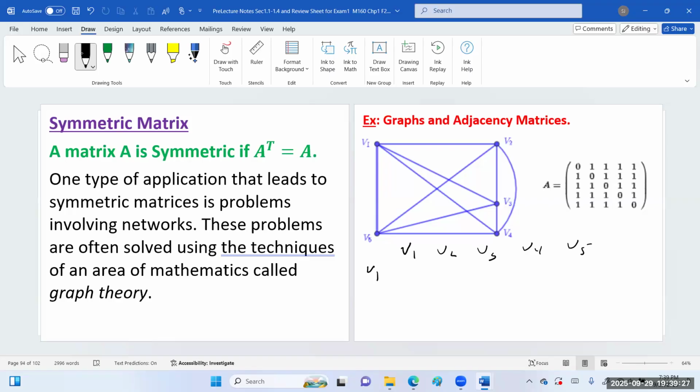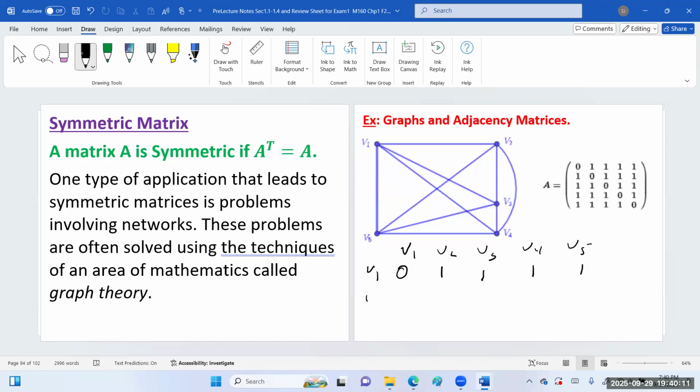From V1, you cannot go to V1 because there is no path from V1 to V1. We indicate that with 0. However, from V1, you can go to V2, 3, 4, and 5, and you can go only one way. There's only one path from V1 to V2, 3, 4, and 5. So from V1 to V2, you go one way, one way, one way, one way. There is one path from V1 to everything else.